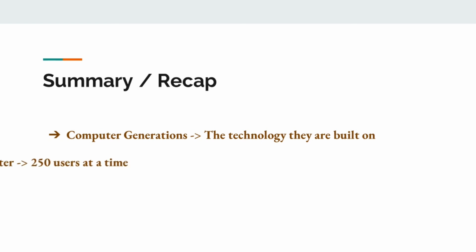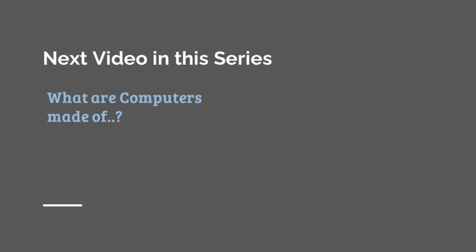Okay, it's time to revise now. Computer generations are defined by the technology they are built on. A minicomputer can handle up to 250 users at a time. To understand what makes computers so cool, check out the next unit. We will see just what they are made of.